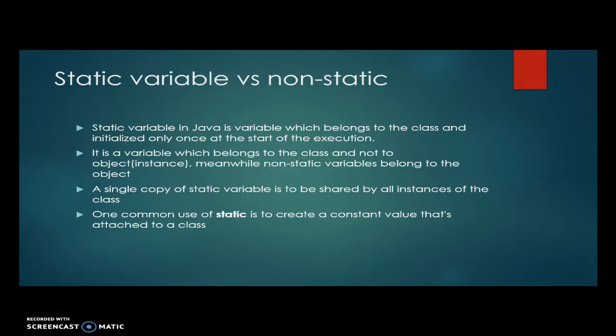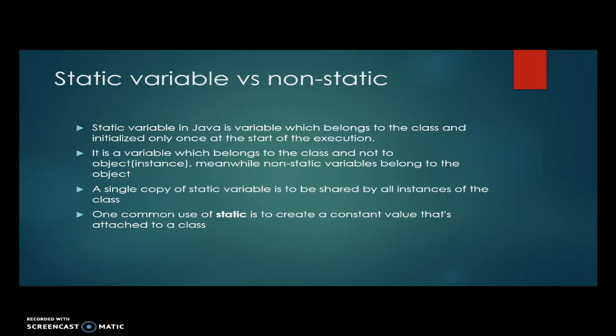A static variable is a variable which belongs to the class and not to the object or instance. Meanwhile, non-static variables belong to the object. A static variable can be accessed directly by the class name and does not need any object. An object does not need to be instantiated first to use a static variable. It means that this variable can be used without having to create a new object for the class.